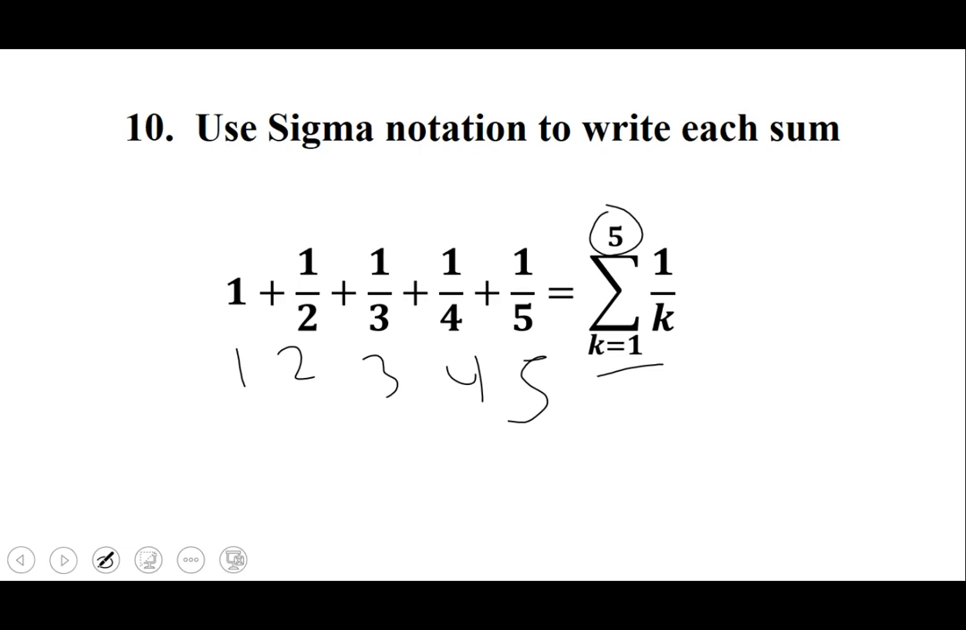Once you realize that you are in fact adding up the first 5 terms, I think it's pretty clearly obvious here that the numerator of your fraction is always 1, and the denominator of your fraction is always the term number, which in this case would just be K.